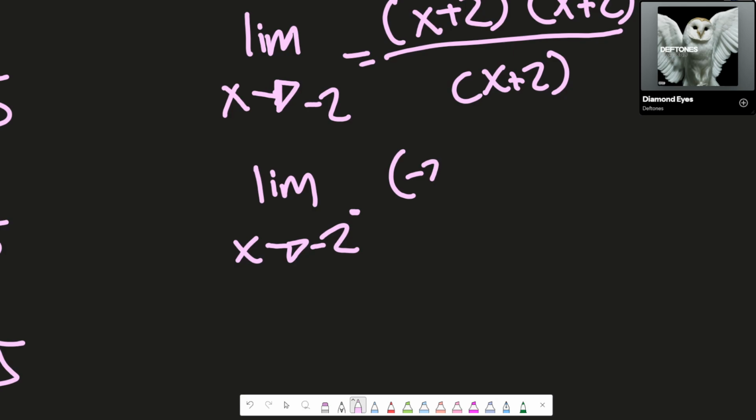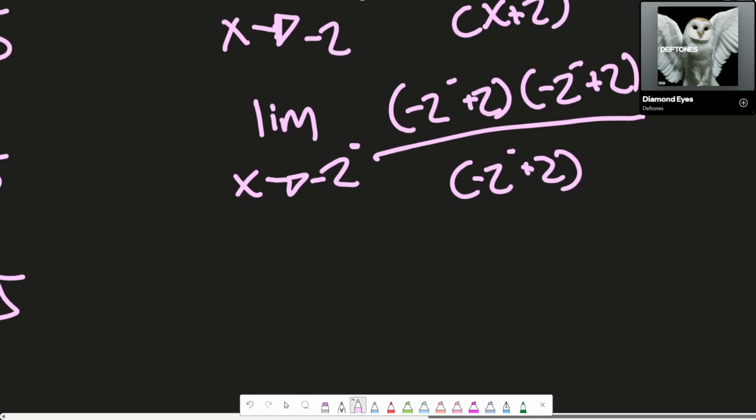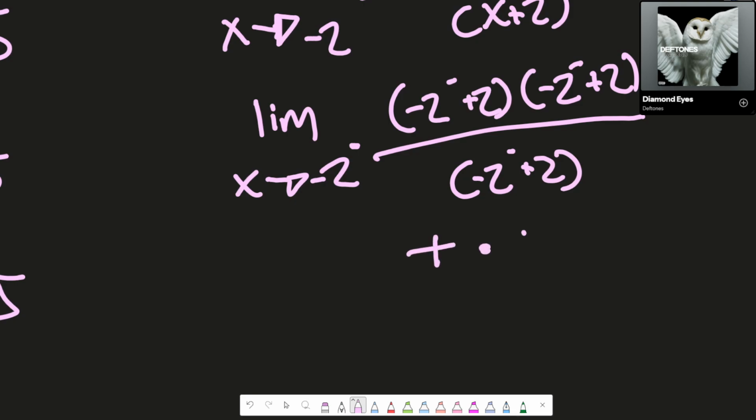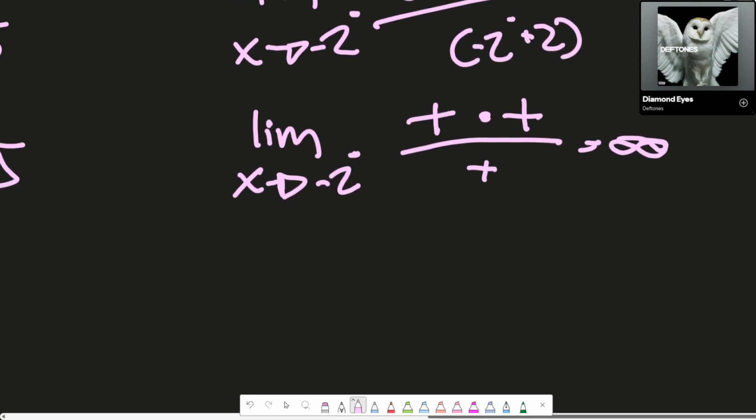So here we have negative 2 slightly smaller, plus 2, times negative 2 slightly smaller, plus 2, all over negative 2 slightly smaller plus 2. Here at the top, a slightly smaller version of negative 2 plus 2 will result in a positive number times another positive number, all over a positive number. So here we can see that we're approaching positive infinity, because these are all such small numbers, it's really going to end up as some huge number like infinity.